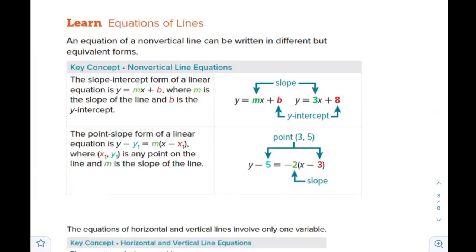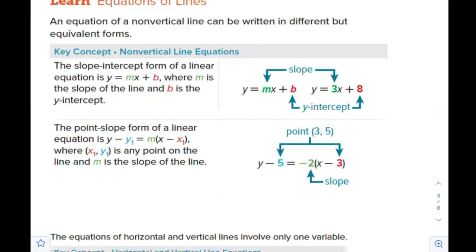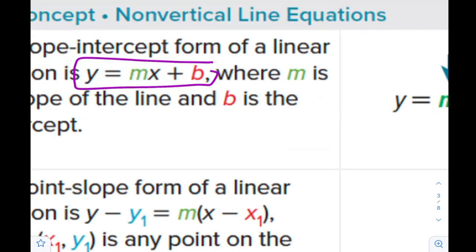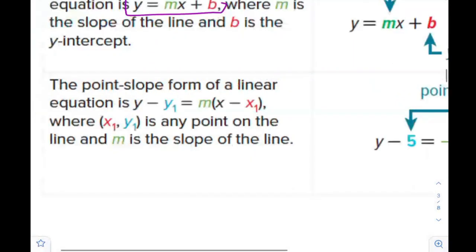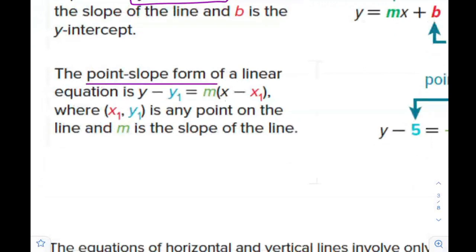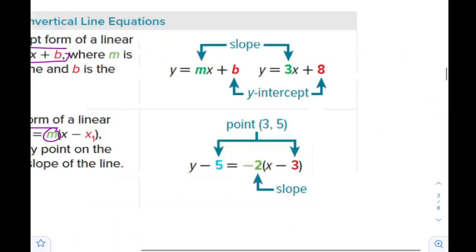Now let's go to the equations of the lines that we discussed a long time ago. An equation of a non-vertical line can be written in different but equivalent forms. The first one is called slope-intercept form. Remember that m is the slope, b is the y-intercept. Also, it can be written as point-slope form, where (x1, y1) is the point and m is the slope. Remember, this is one of the forms that you should know.